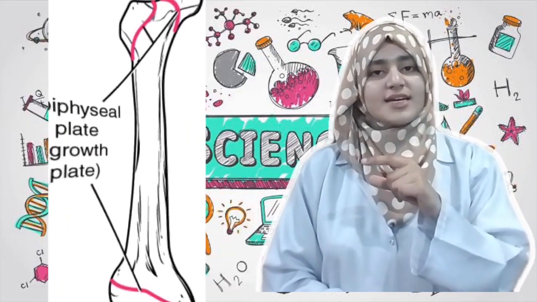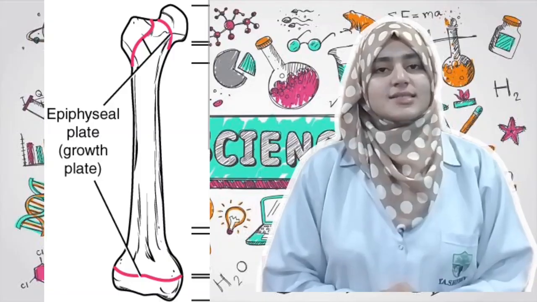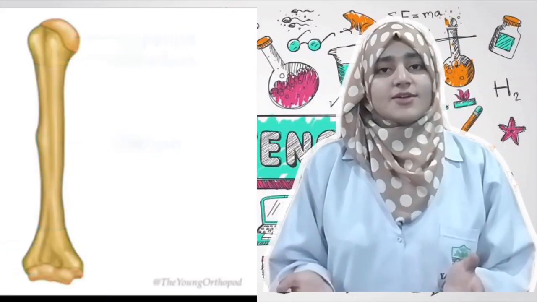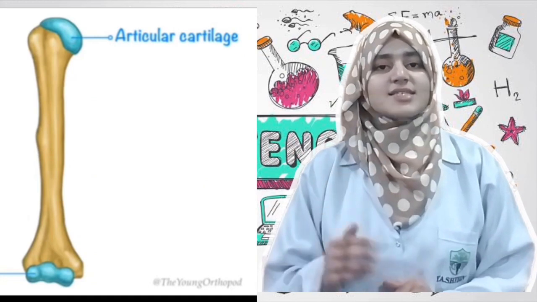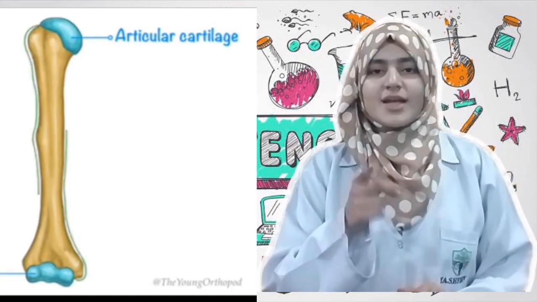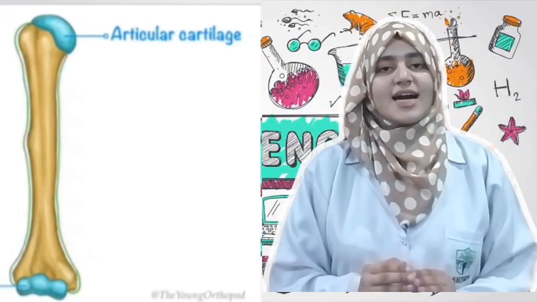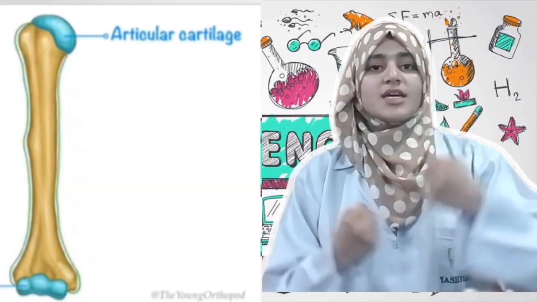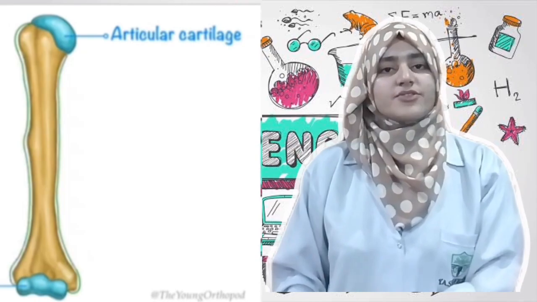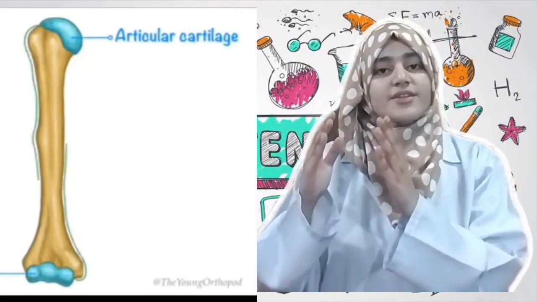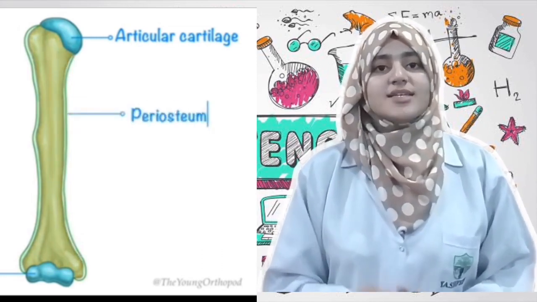In the upper part of the metaphysis, a growth plate or an epiphyseal cartilage is also present. The articular surfaces of the epiphysis are covered by articular cartilages. The articular cartilages provide an attachment between two different bones at the joint. The non-articular surface, you can say the rest of the bone, is covered by a thick connective tissue which is called periosteum.